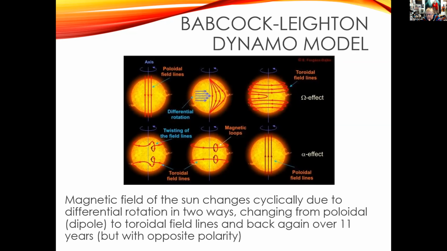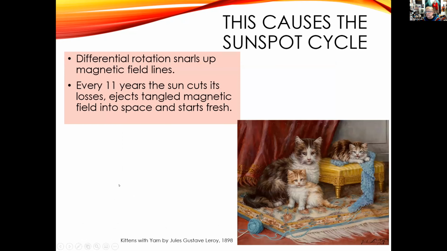Now, the magnetic field popping up and coming back in is just part of what's going on here. You also have a twisting motion this way. And what happens is that the magnetic field gets so hopelessly twisted up after about 11 years that essentially the sun has to just cut its losses, snap, and start all over again. But when it does that, if you look at this diagram very carefully, you'll notice that the direction of the magnetic field lines is changing. The polarity of the magnetic field of the sun changes from one 11-year cycle to the next.